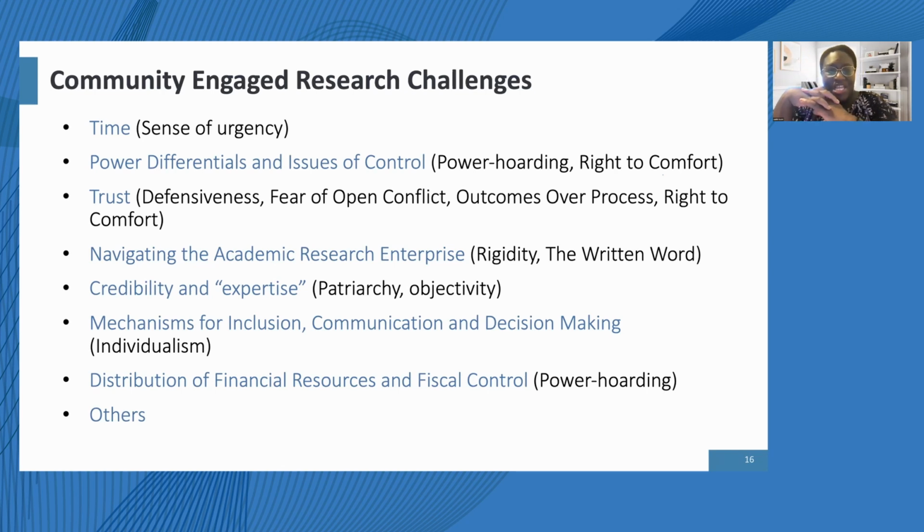And also thinking about how we think about inclusion and communication. I think we're encouraged in academia to focus on individualism because it's easier to do work by yourself when you don't have to make decisions with others. But once again, is that really leading to the best research? Is that leading to the best solutions around addressing health disparities? Not necessarily. And lastly, thinking about financial resources, and we're going to mention some other challenges as well.